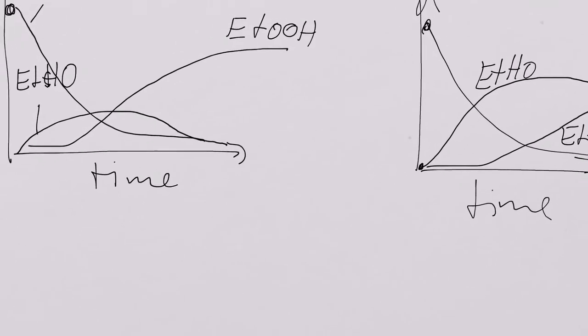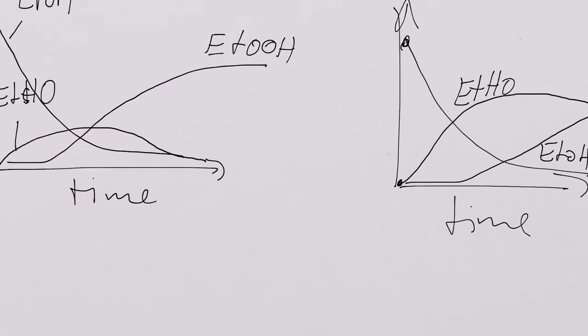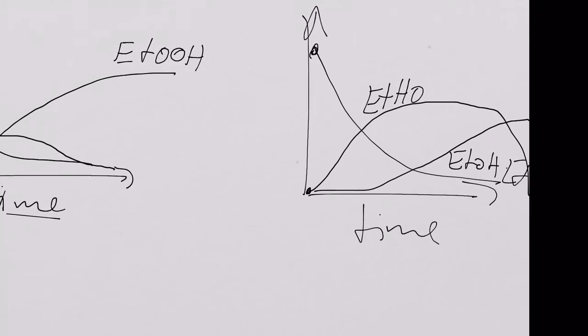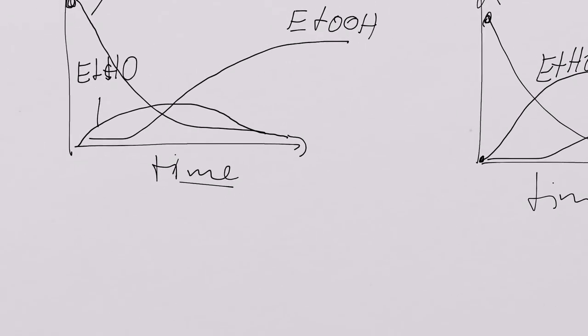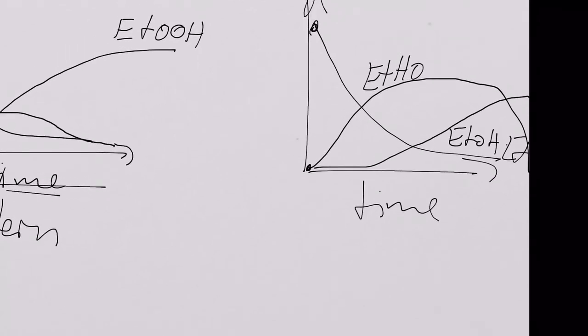Can you see the difference between these two? Here you have a low level of the acetaldehyde. In this case, you have a high level of the acetaldehyde. This is predominant in Western cultures. This here is predominantly in East Asian cultures.